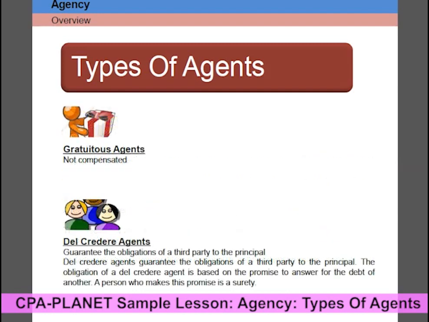Gratuitous agents, not compensated. Del credere agents. This is one where the name of the agent is not intuitively clear, so you want to remember it. Del credere agents guarantee the obligations of a third party to the principal. The obligation of a del credere agent is based on the promise to answer for the debt of another. A person who makes this promise is a surety. So we covered surety a little bit earlier on.